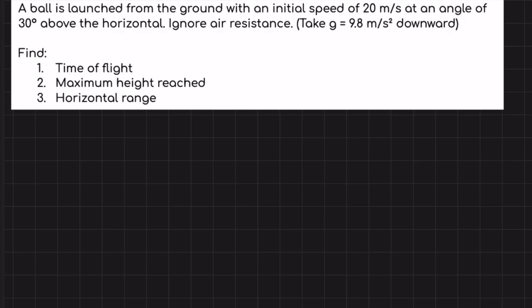A ball is launched from the ground with an initial speed of 20 meters per second at an angle of 30 degrees above the horizontal. Ignore air resistance and take gravity as 9.81 meters per second squared downward. So let's find the time of flight.